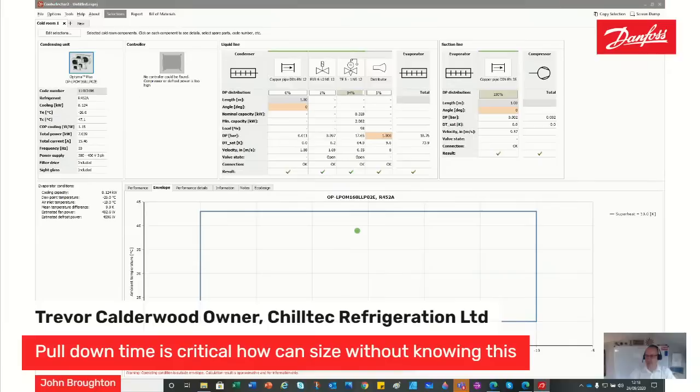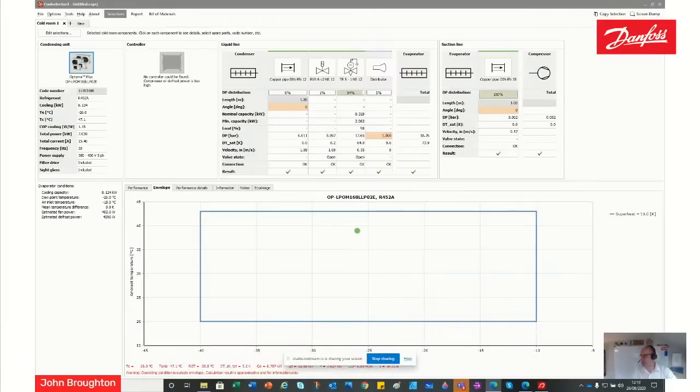So I've got a message up on the screen. Pull down time is critical. How can you size without knowing this? Well, yeah, exactly. Pull down time is critical. And in this installation, we did this live, so we got these questions. But those are the important things that we're actually missing. So yeah, it's not possible. The reason that I put that up on the screen was to show that we don't have all the information, plus we don't have units that big on a 70 kilowatt duty. So thanks for that question.